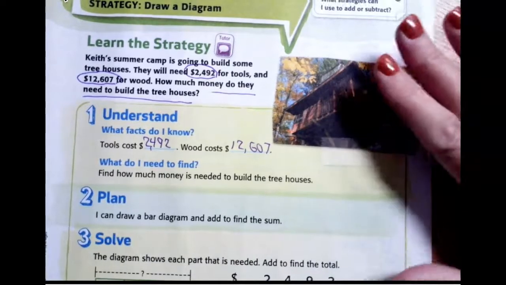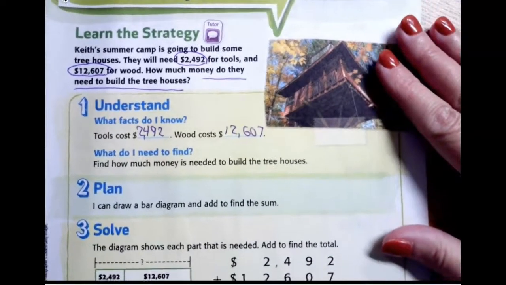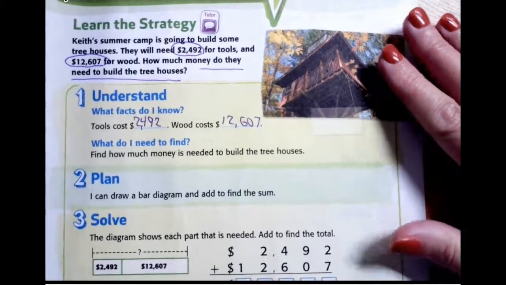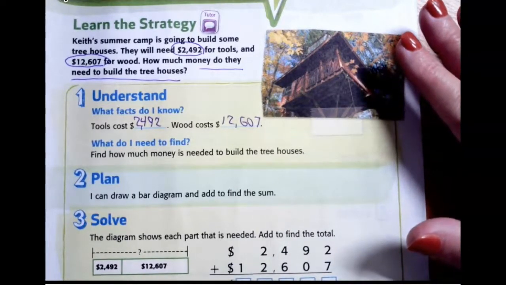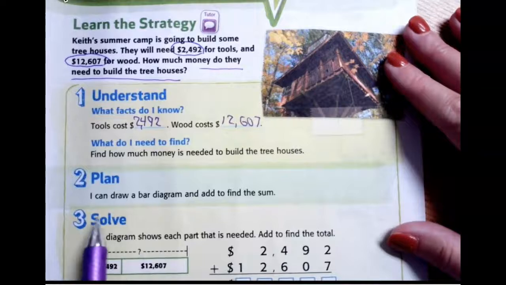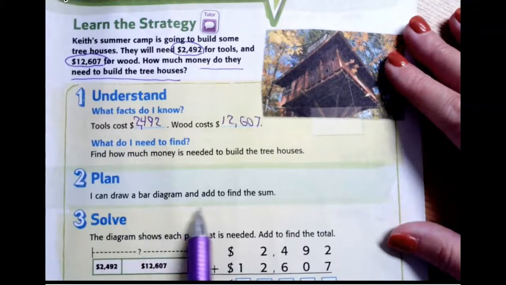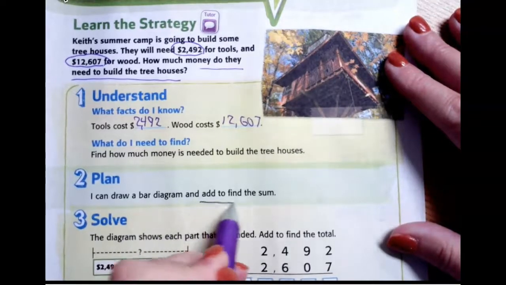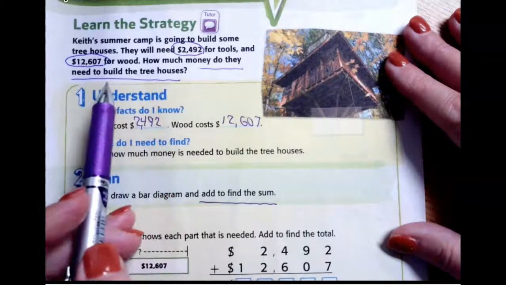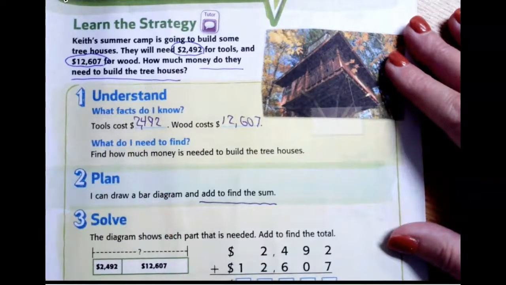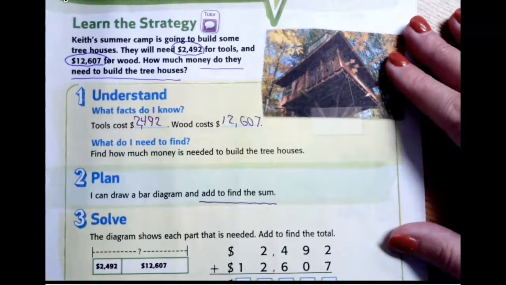Pretty easy. The second step is you need to plan, okay? Now, the plan means how are you going to solve this problem? What do you need to do, okay? So in this case, I'm going to draw a bar diagram and add to find the sum. Because again, if you go back to the word problem, how much money do they need to build a tree house? We know we need to add those two numbers, okay?